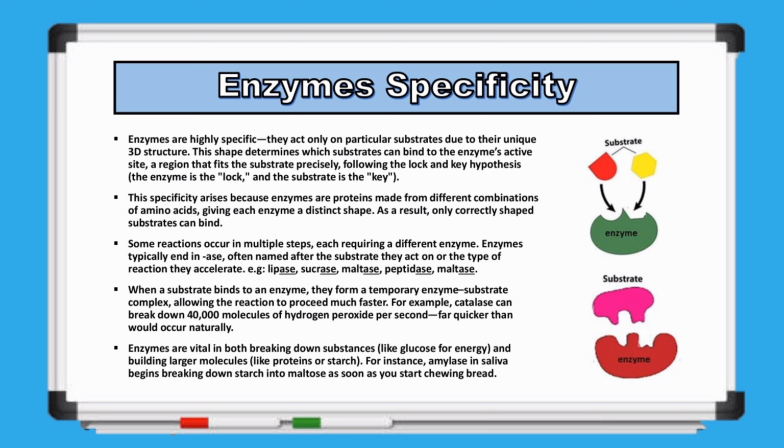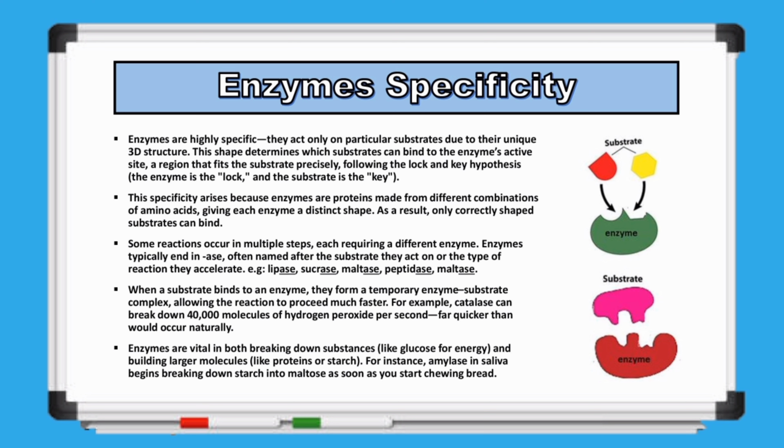work with. First of all, enzymes are highly specific, they only act on certain substrates, and that's because of their unique shapes. The active site of an enzyme, which is where the substrate binds, has a shape that's exactly complementary to the substrate. This idea is described by the lock and key hypothesis, where the enzyme is the lock and the substrate is the key. This specific shape comes from the way the enzyme's chain of amino acids folds into a unique three-dimensional structure. Because of that, only substrates with the right shape can fit in and bind properly.